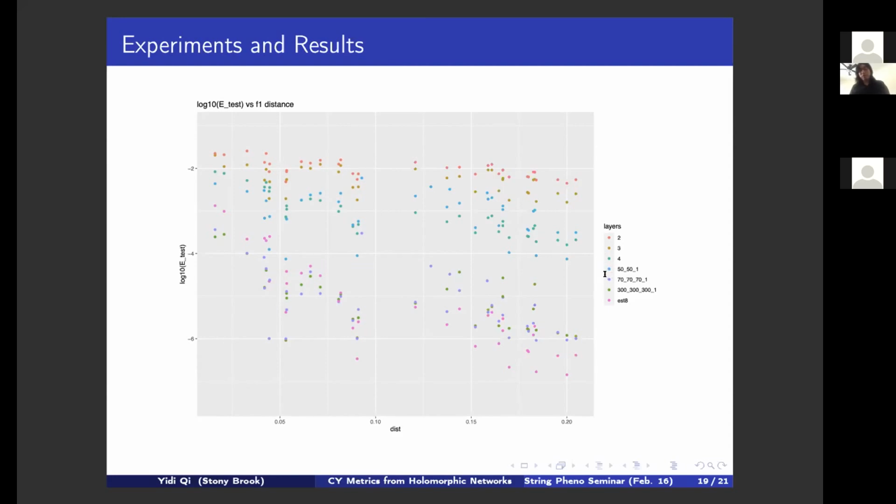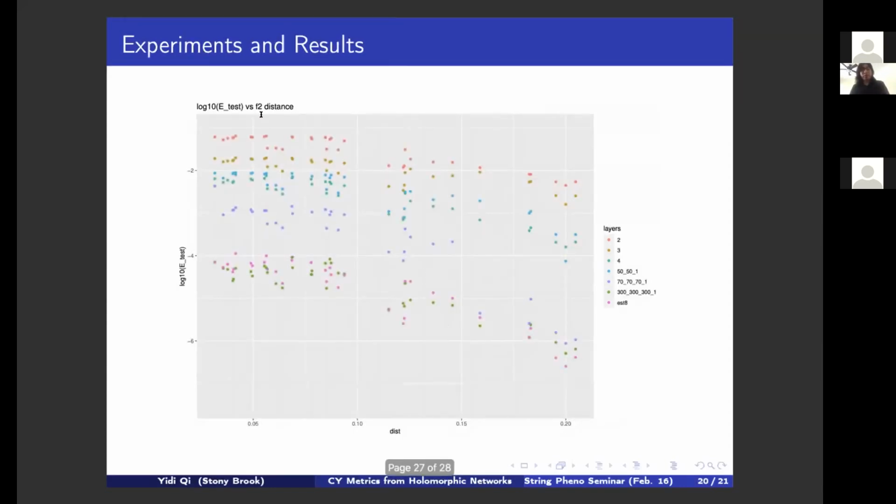Then these purple points are for a 3-layer network, corresponding to k equals 8, with network widths 70, 70, and 70. And then you have another 3-layer network, but with more parameters here. This pink point here is the estimation using the traditional Donaldson embedding method. You can see that if you increase the depth of the network, it's like moving from a small k to a higher k, and in this case you have much better accuracy.